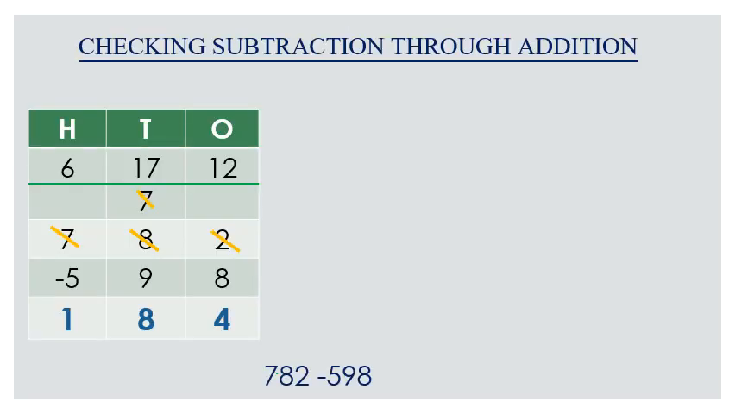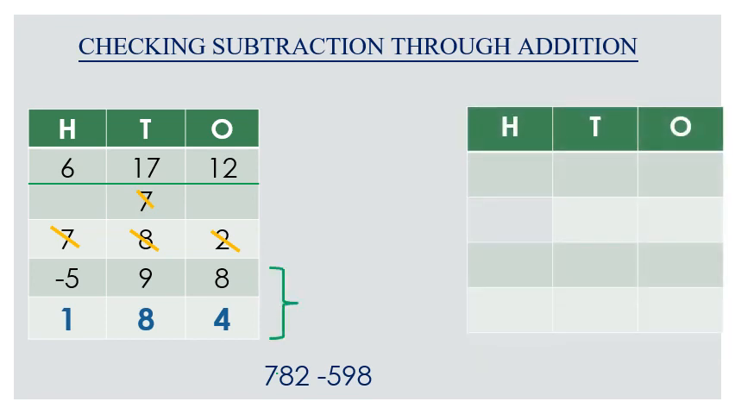Previously we have learned how to check subtraction through addition. This is a simple way by which we can check whether our subtraction was correct or not. Let's take our previous example: 782 minus 598, and our answer was 184. To check whether our subtraction was correct or not, we have to add 598 plus 184. Add these numbers, 598 plus 184.